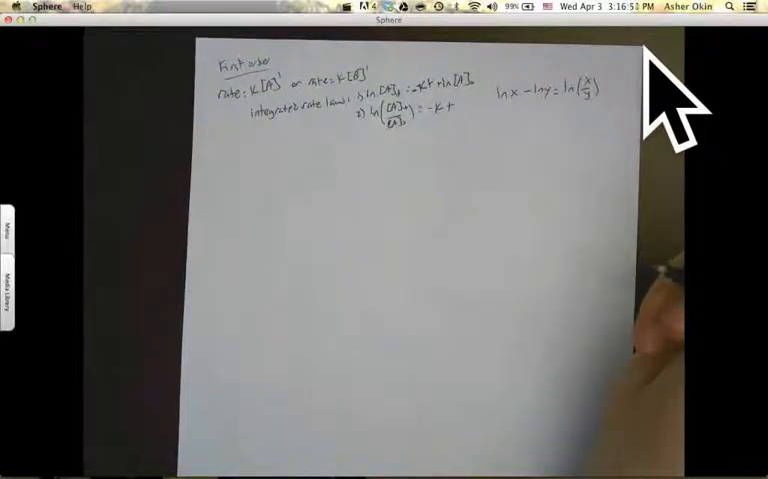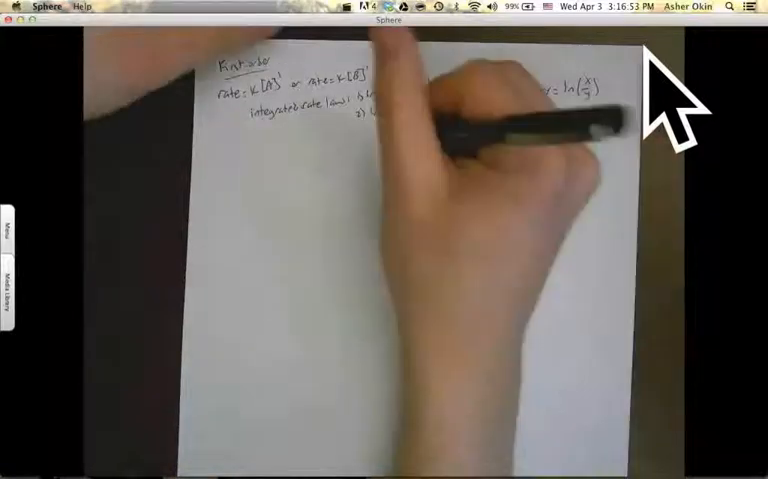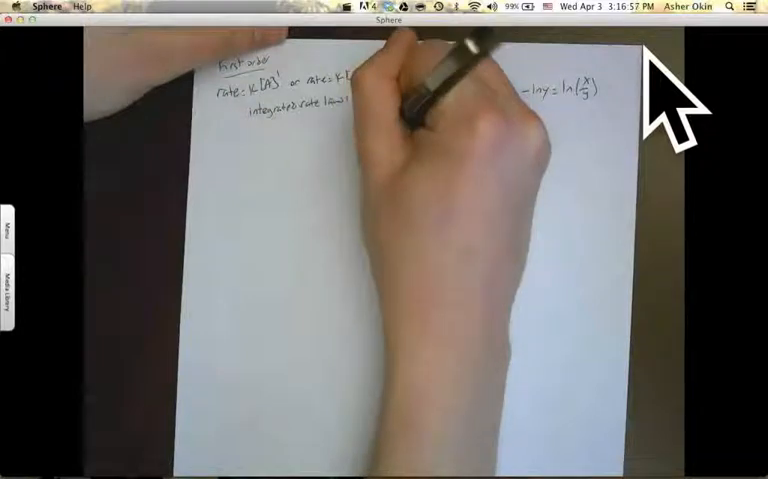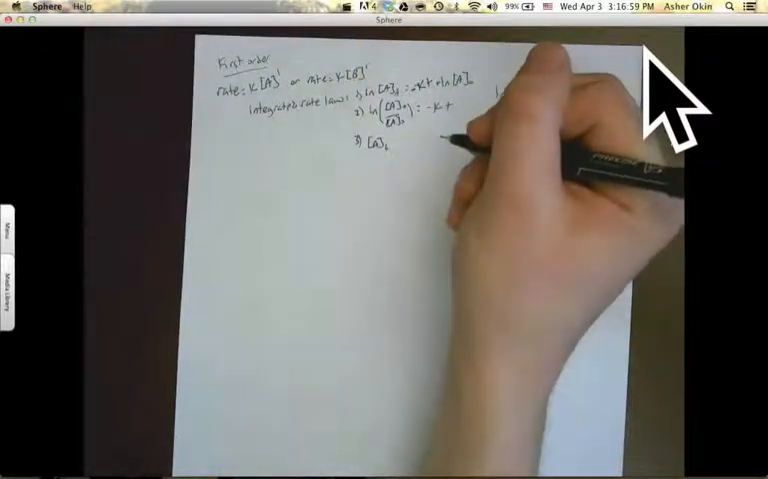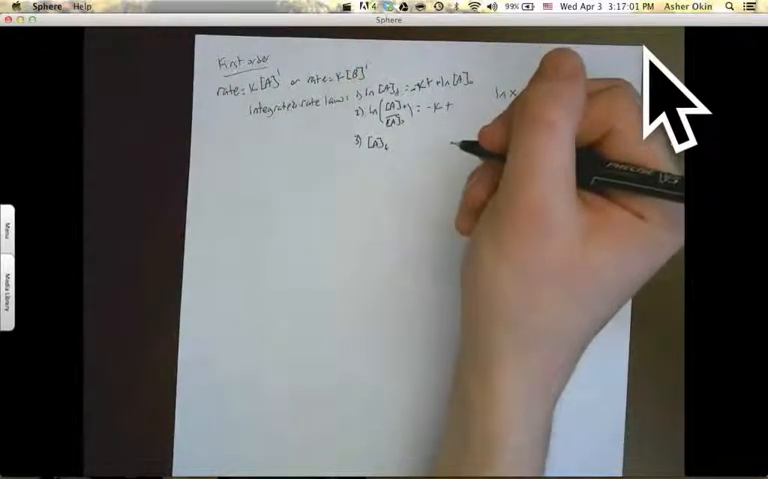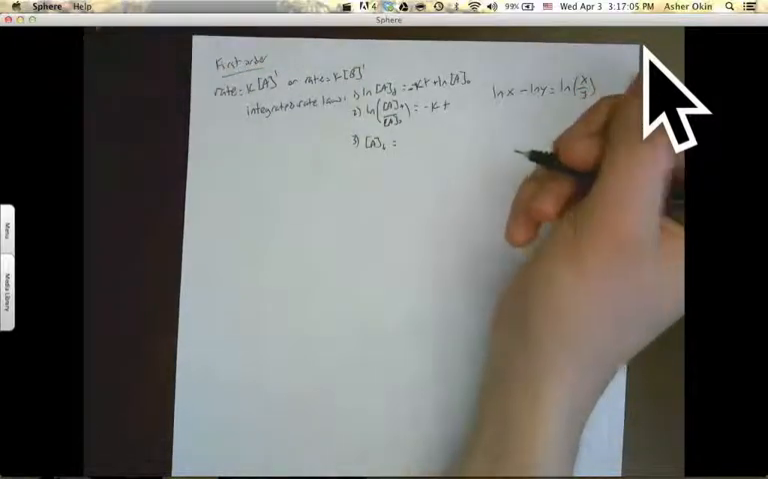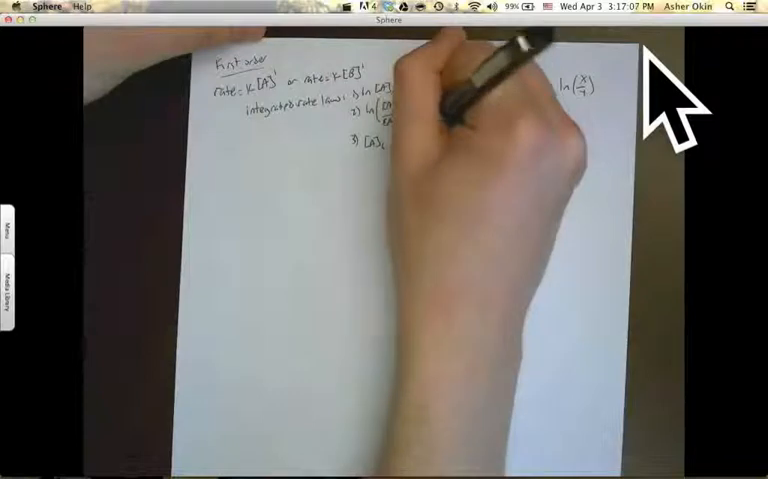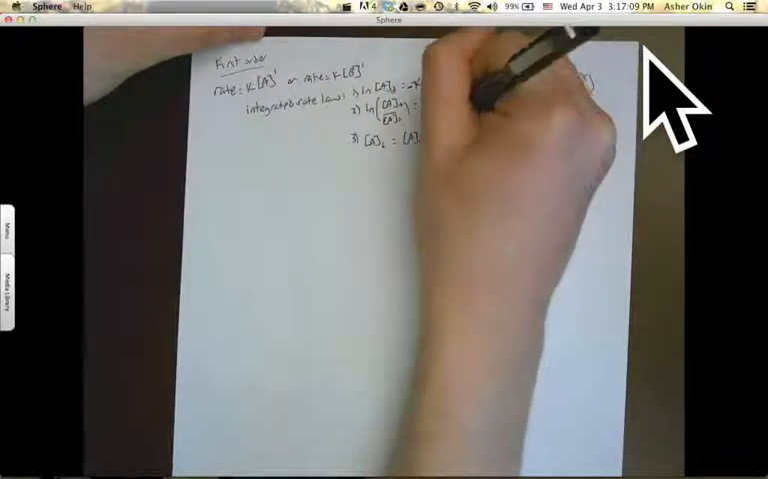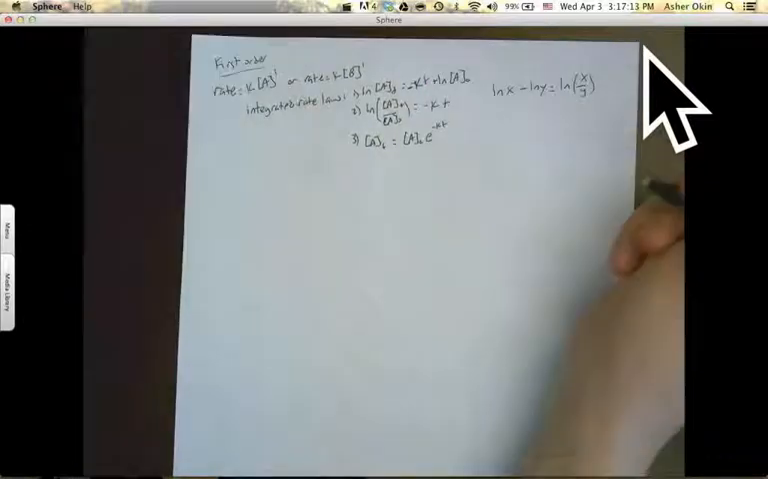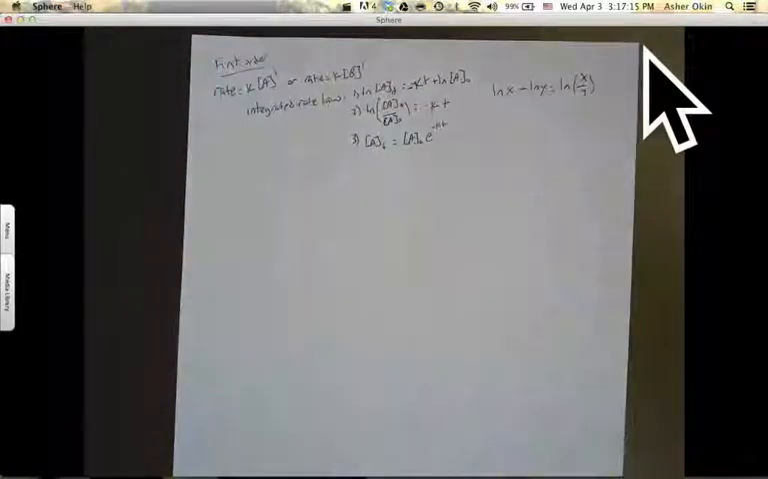And then the third way, if you want to just isolate the concentrations by themselves, and it'll look a little bit like the first equation, like the zero order integrated rate law, I will say that the concentration at any point in time is equal to the initial concentration times e to the negative rate constant times time.